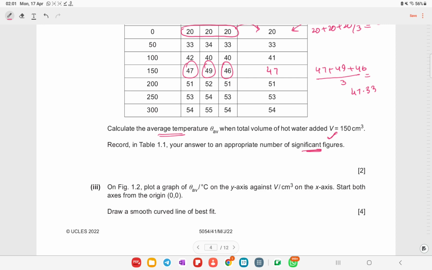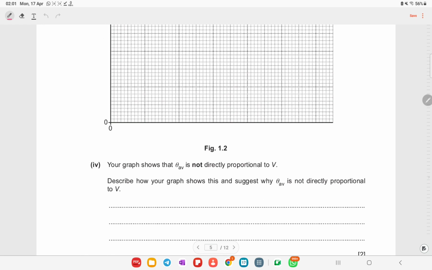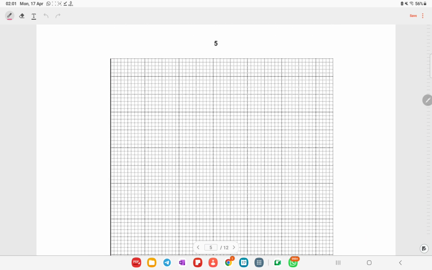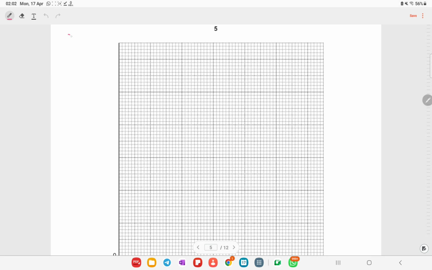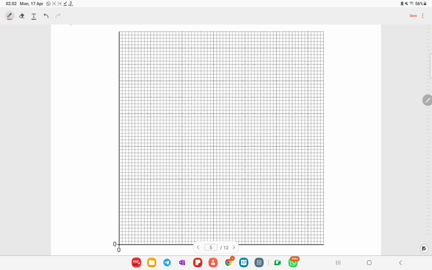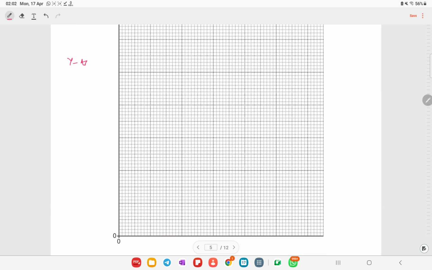On Figure 1.2, plot a graph of theta average in degrees Celsius on the y-axis against volume in cm³ on the x-axis. Start both axes at the origin. Draw a smooth curved line of best fit. So now this is your graph. First of all, we are going to decide again. Remember this thing, the important thing is that you should be writing down your axes. This is going to be the y-axis, and the quantity you are taking on it: I will be taking temperature, which is going to be in degrees Celsius, and on the x-axis I will be taking the volume in cm³. This is basically also given in the question as well.